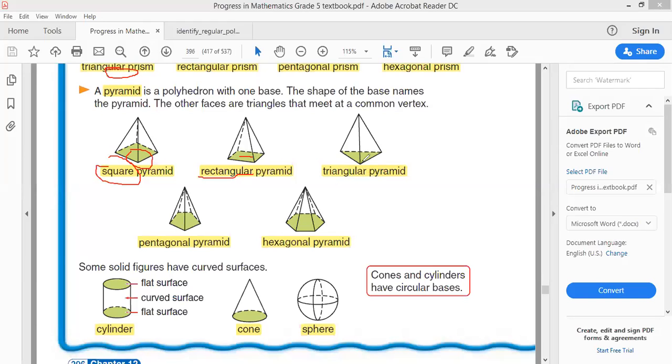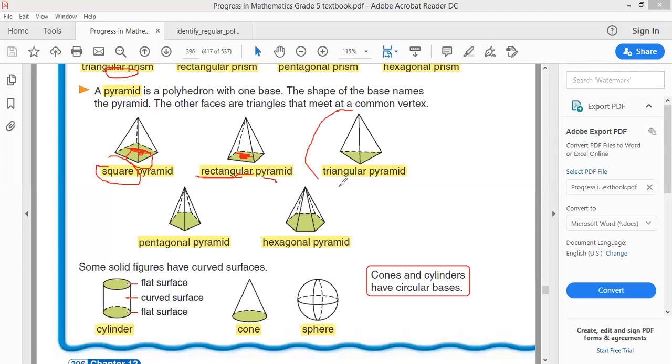Teacher, you mean if any shape, we call it hexagonal or rectangular? I didn't understand the triangle. This is rectangular. Look at there, the base, the green color. What is this shape? It's a rectangle. So we call it rectangular pyramid. The first one is a square. Okay.